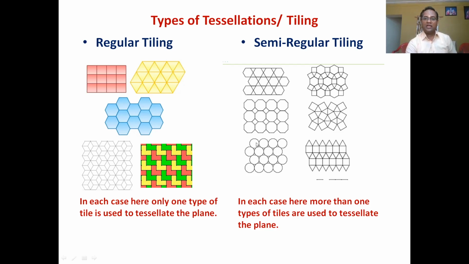Here you can see a circle and a kind of curved triangle, actually not a triangle but a curved one. Here you can see square, triangle, square, triangle. So in each case, more than one type of tile is used to tessellate the plane, so they make a semi-regular tiling pattern.